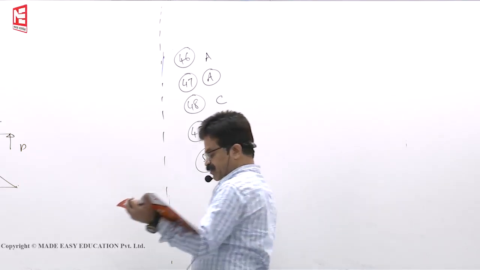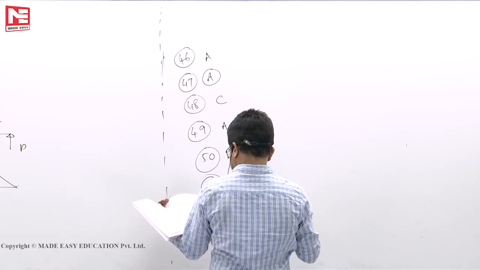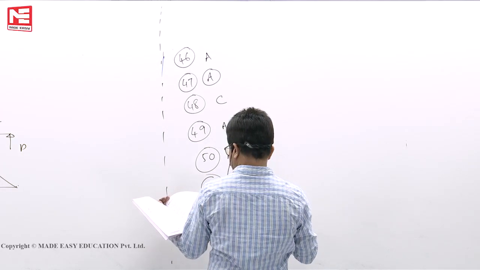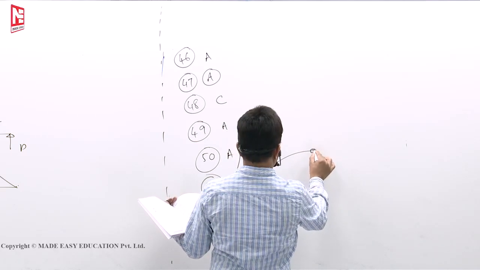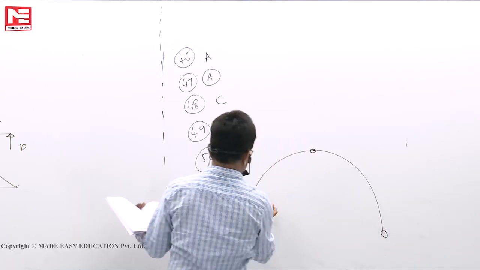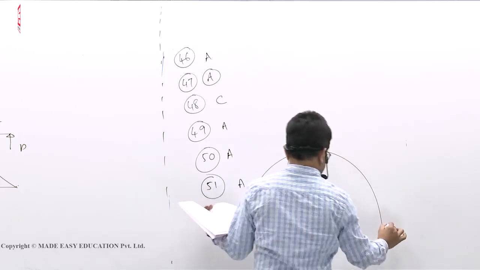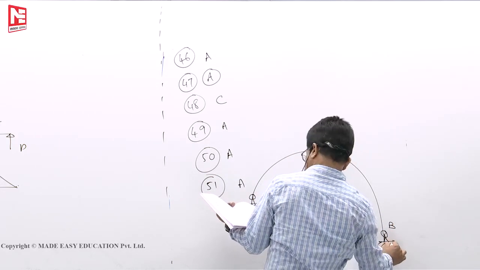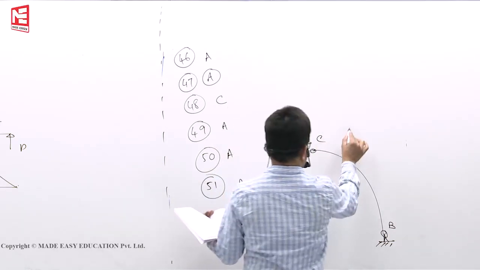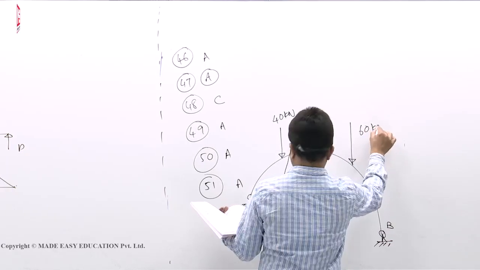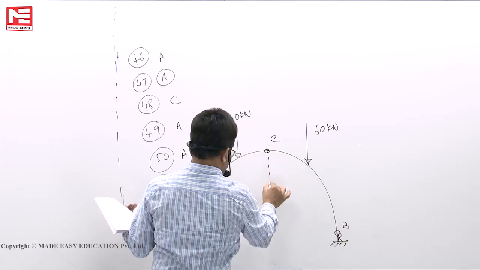First 51, what we do is: 2 meters, 4 meters. A three-hinged arch consisting of two quadrantal parts AC and BC. This is one part, another part. A, C, B. 40 kilonewton, 60 kilonewton. This I already solved. From here, this is a center line, let us say.